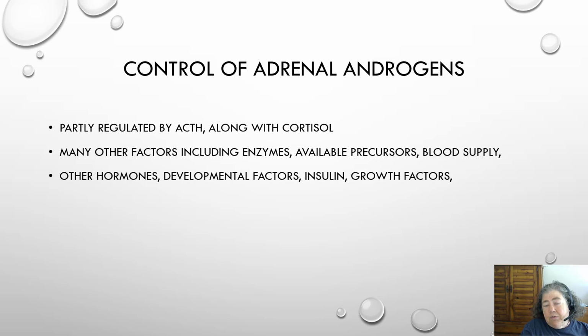Their production is controlled like cortisol and like aldosterone by ACTH. But there are other factors. So precursors that are available, certain enzymes, and we'll talk about those, appropriate blood supply, all of those help to control the production of adrenal androgens. And there are other things that feed in to the control of adrenal androgen production, including sex hormones, insulin, and certain growth factors.